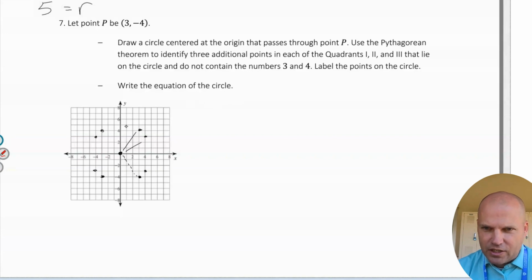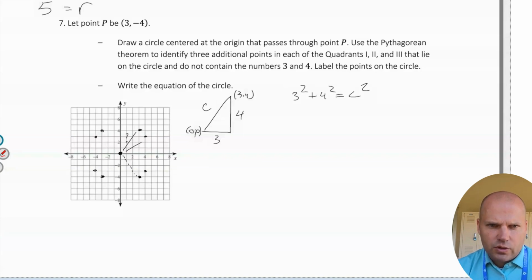Well, first thing I need to do is find what is this length? What is this radius? What is this C distance? Well, I'm going to use one of my triangles where the point is 0, 0, and this point is 3, 4. And I say this distance is 3, this distance is 4. What is C? 3 squared plus 4 squared equals C squared. So I got 25 equals C squared, C equals 5. Okay, so we have this radius of 5.